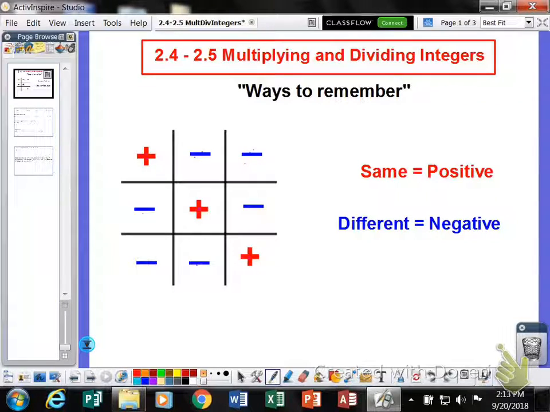One way to know is you can make a tic-tac-toe board and have your positives going down the diagonal. Then you can say a positive and a negative is a negative going down, a negative and a positive is a negative, and a negative and a negative is a positive. If you want to cross, a positive and a negative is a negative, and a negative and a negative is a positive. So it's just knowing if you have the same signs, like two positives or two negatives, or if you have different signs, like a negative and a positive, that determines your final answer.